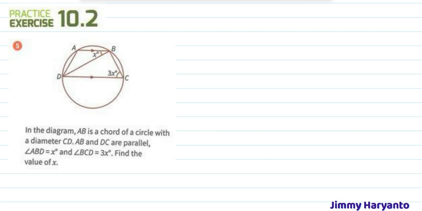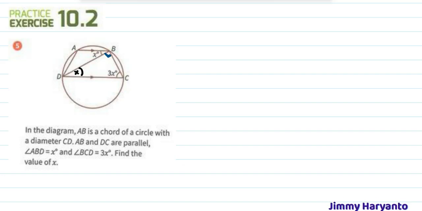Next is question 5. For question 5, we also have diameters right here. That means this one will be 90 degree, the circumference angle. This one is 90 degree. Okay, and then we have these parallel lines. If we have parallel lines, that means we can use Z. Yeah, so this one X, that means this one also X.